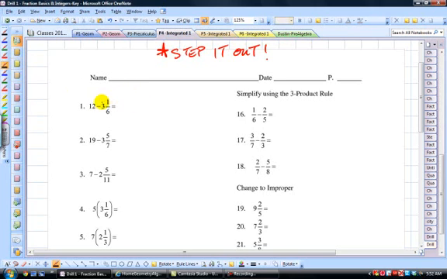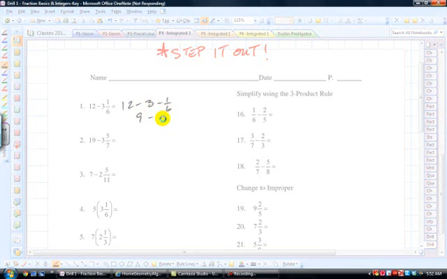Here we go. Instead, we're going to take 12 minus 3 minus 1/6. We're going to have to subtract the 3 and the 1/6. From left to right, we have 12 minus 3 is 9, but you still have to subtract a 1/6 here.